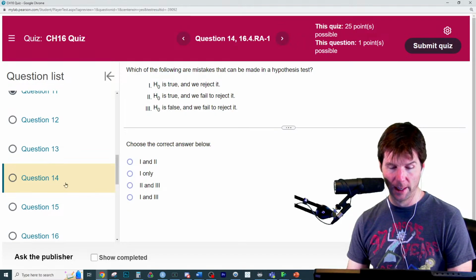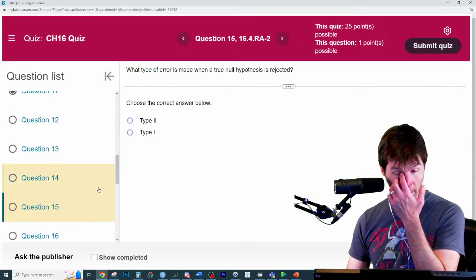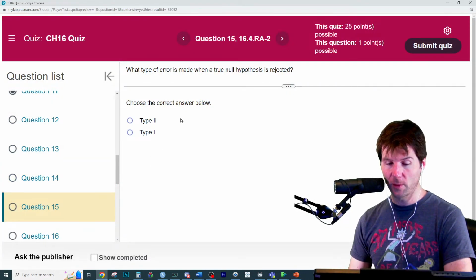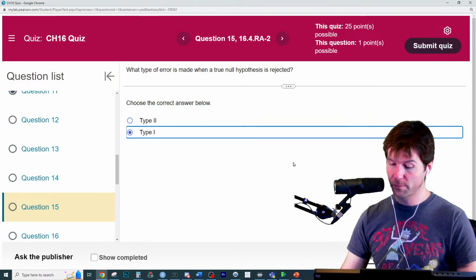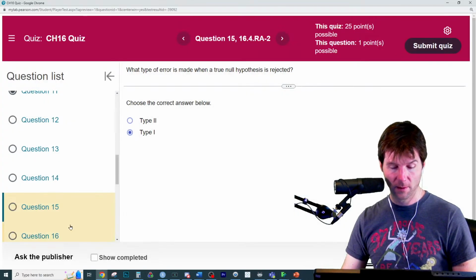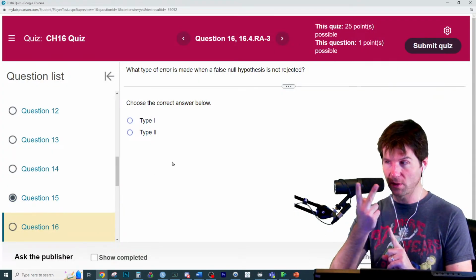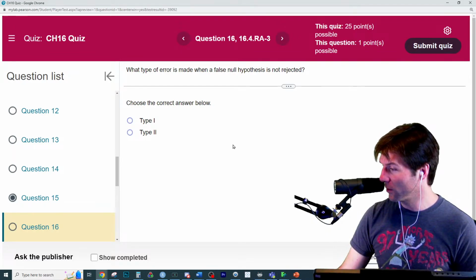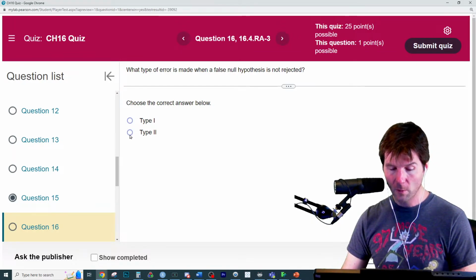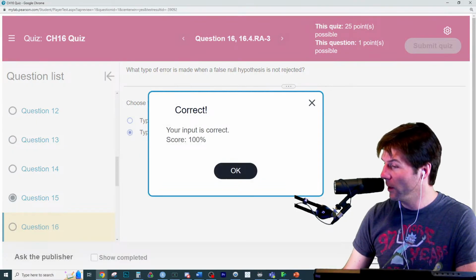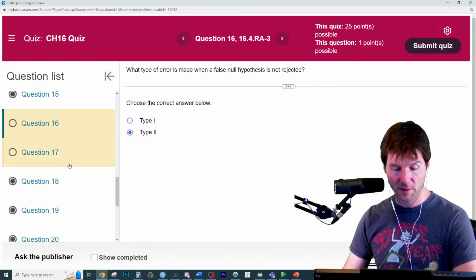Also, which of the following can be made? What type of error is made when a true hypothesis is rejected? Type 1. Null is true. What type of error is made when the false null is failed to be rejected? Type 2. Yep. Null is false and we fail to reject.